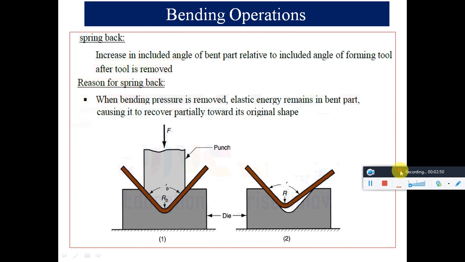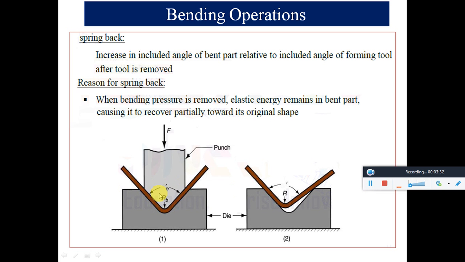And there is spring back. Spring back is very important in sheet metal operations, because once the sheet is plastically deformed, it will stick together in the die, so it has to be ejected upward so that it can be easily removed. For this reason we go for spring back. It is an increase in the included angle of the bent part relative to the included angle of the forming tool after the tool is removed. This is provided by increasing the angle of the forming tool.